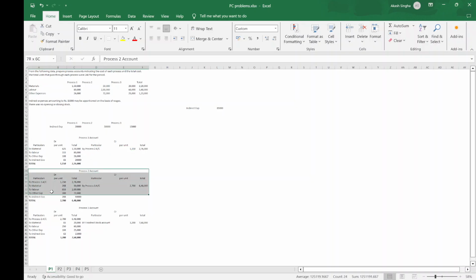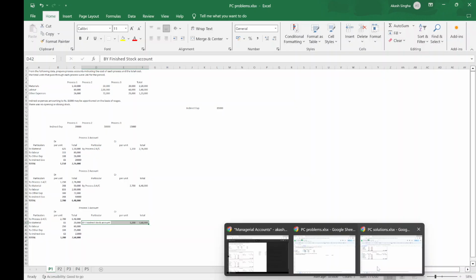On the process 2 debit side, the first entry will be from process 1, and then 50,000, 2 lakh, 72,000 and 50,000. This will be written, and by 240 you'll get this. Then add all up, and it will go to process 3. Process 3 will just start from there, and then 20,000, 60,000, 25,000, and 15,000, and by 240 you'll get these values, total and per unit, and by finished stock account this is the value. Okay, I guess we have to do this much only.